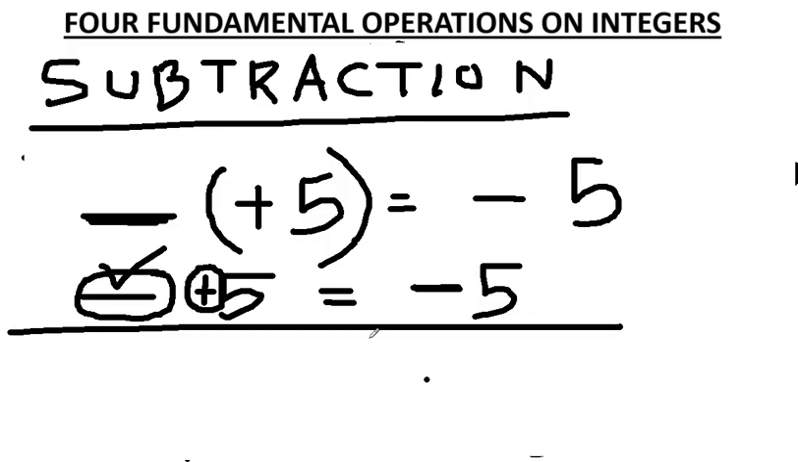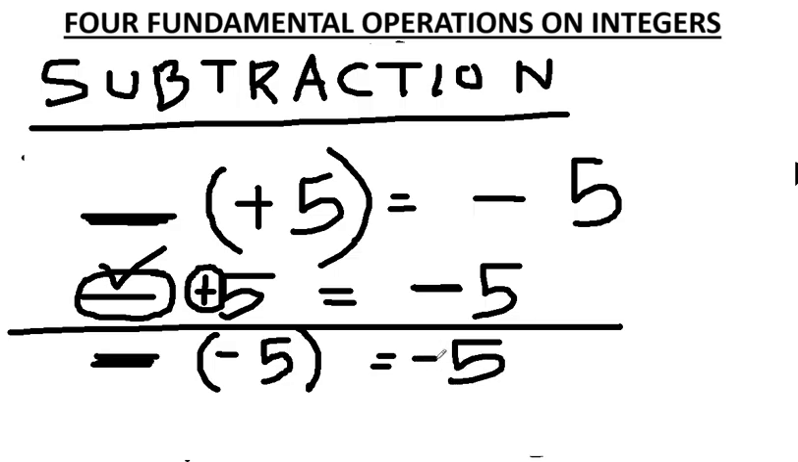Okay, moving on to the next scenario. The operation is negative and the number inside the parentheses is negative 5. That means when the operation outside is negative, it is so powerful that it can change the sign inside the parentheses. So this negative 5 changes to a positive 5. Or it can be written in this way.